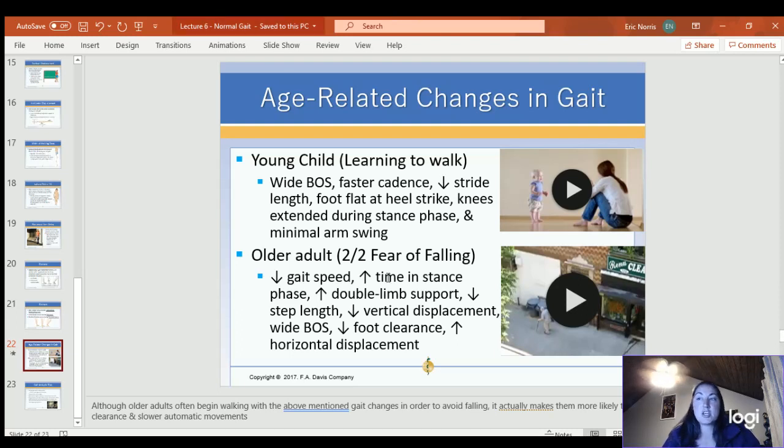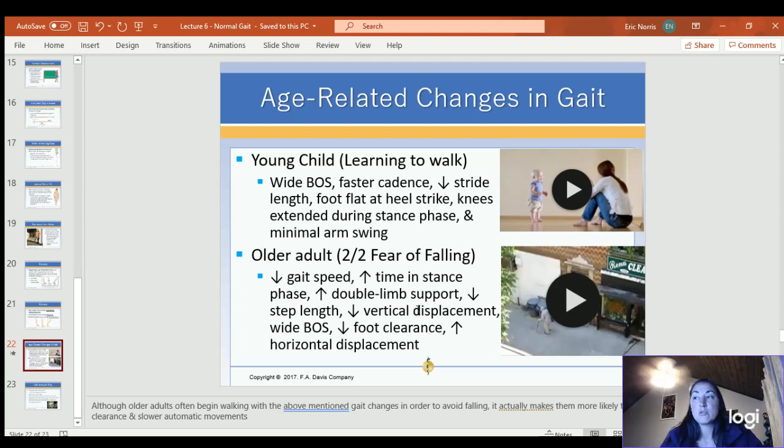But some of these changes are typically they slow down, decrease the gait speed, increase the time in stance phase, so they're keeping the foot on the ground as long as possible, trying to avoid taking the foot off the ground, which some people even begin to shuffle for that reason and not have the foot leave the ground at all. Increase time in double limb support, decrease step length. Oftentimes they'll take a little tiny step, mainly because they're trying to rush the other foot to the ground.